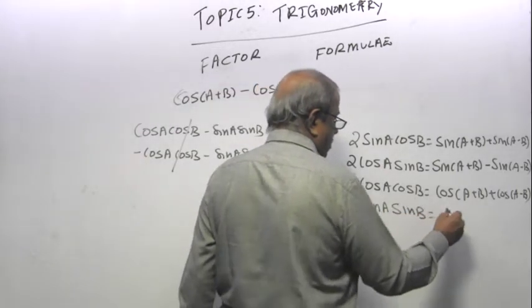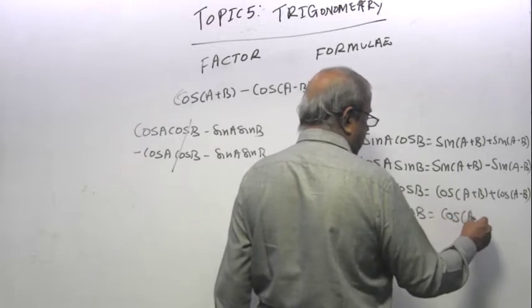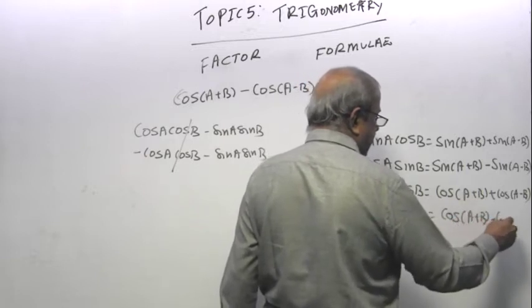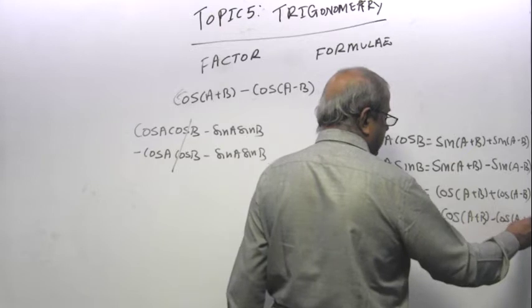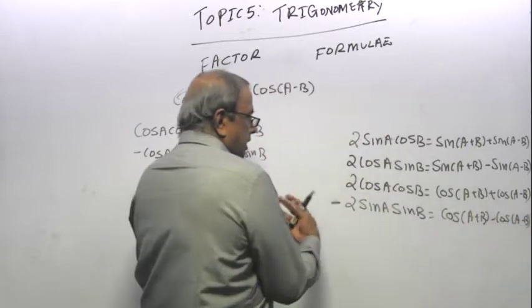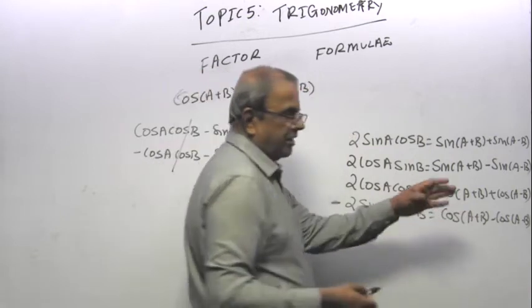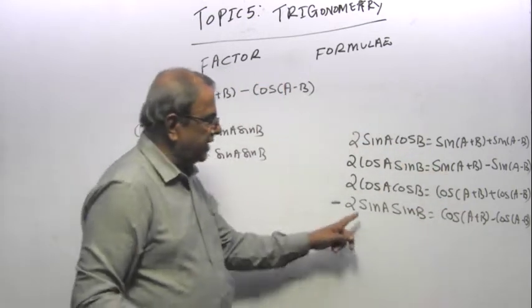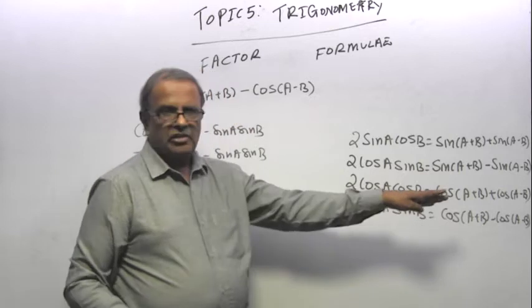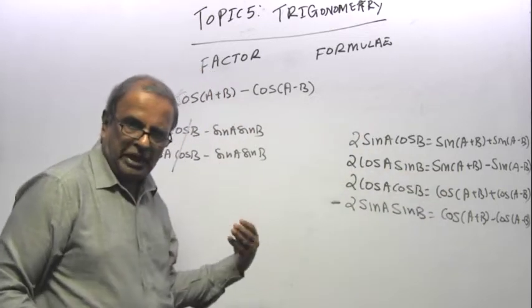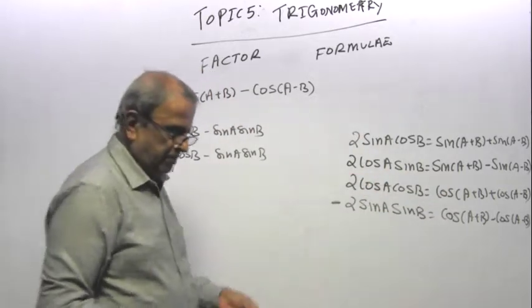Minus 2 sin A sin B equals cos of A plus B minus cos of A minus B. But I can multiply through by minus and switch it and say 2 sin A sin B. Only for sine, they get interchanged. It becomes cos of A minus B minus cos of A plus B.